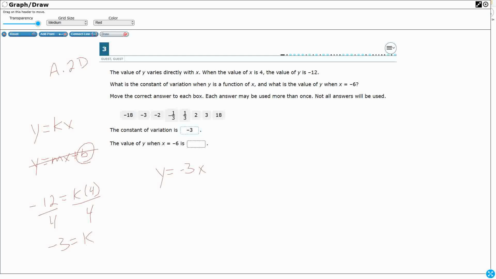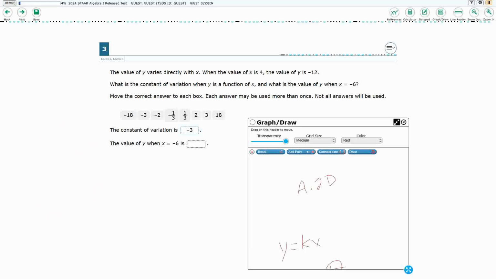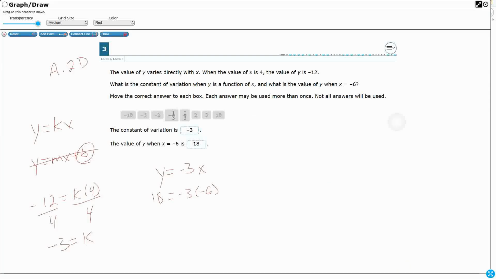What is the value of y when x equals negative 6? Okay, so I'm just going to say y equals negative 3 times negative 6. That's going to equal positive 18. So there we go. My answer is going to be negative 3 and 18. Now, if you know what you're doing, that's fairly straightforward. We're literally just dividing negative 12 by 4 and multiplying negative 6 by negative 3.